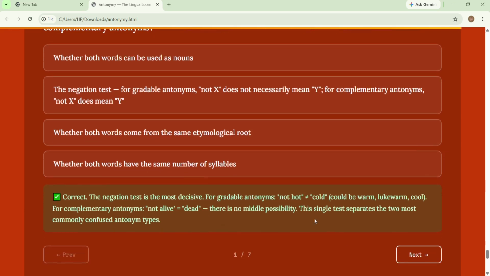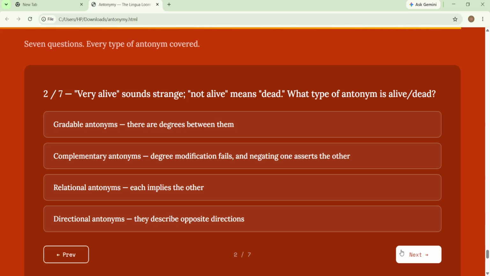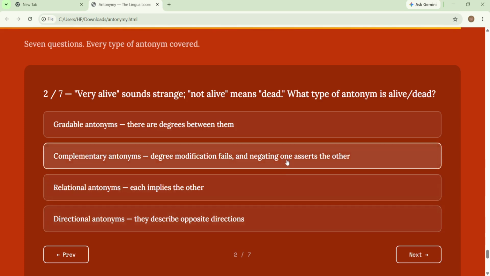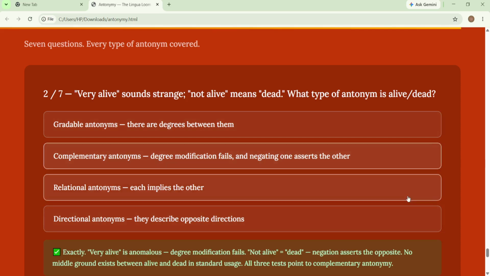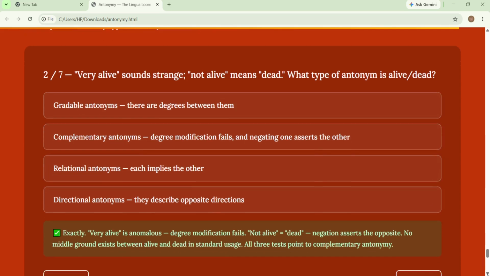For gradable antonyms, not hot is not equal to cold. It could be lukewarm, warm, or cool. For complementary antonyms, if you're not alive, you must be dead. So this is the negation test. Then the second one: very alive sounds strange. Not alive means dead. What type of antonym is alive, dead? Relational, no. Directional, no. Gradable, no. This is complementary, as we just discussed.